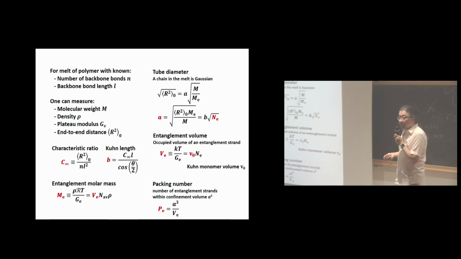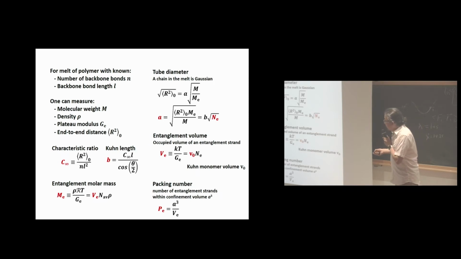Okay, how can we measure these lengths? It's possible to work on a melt of polymer with known monomer size and number, so that you know the chemistry of your chain. So this is not the Kuhn length, but the real monomer size. And experimentally, we can reasonably measure the molecular weight, the density of the melt, the plateau modulus of the melt, and by scattering, as Professor Brule showed this morning, you can measure the size of the polymer, that is, the end-to-end distance.